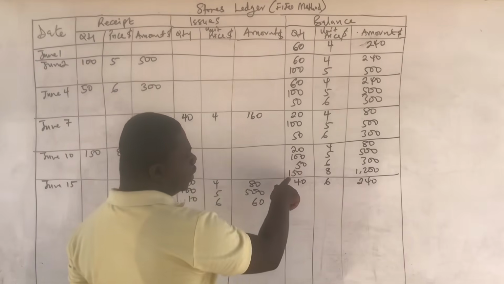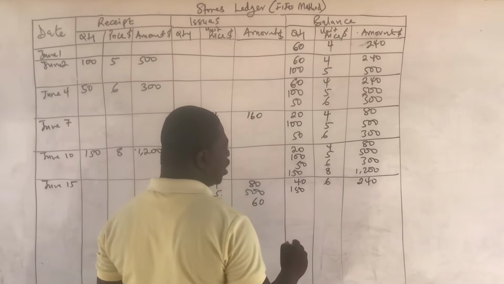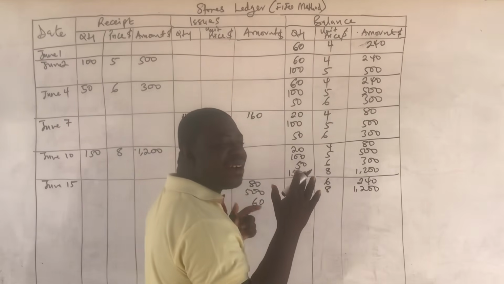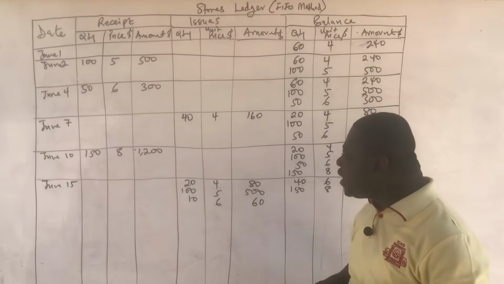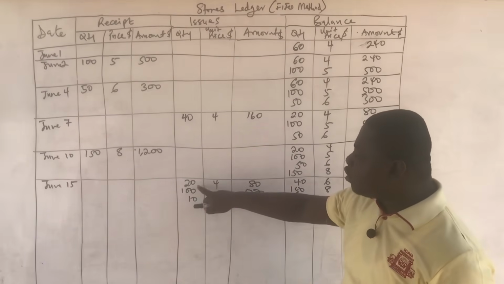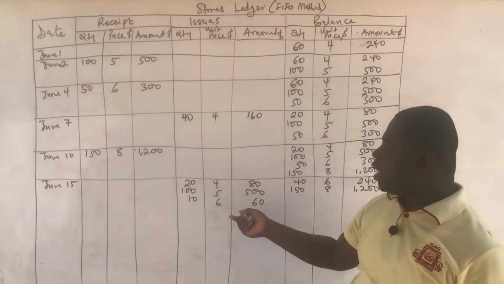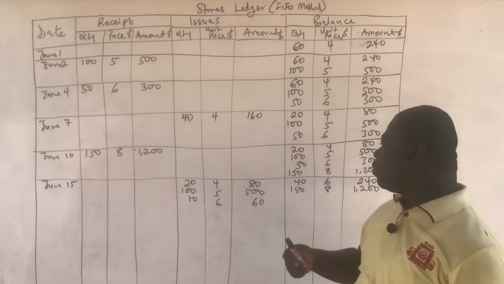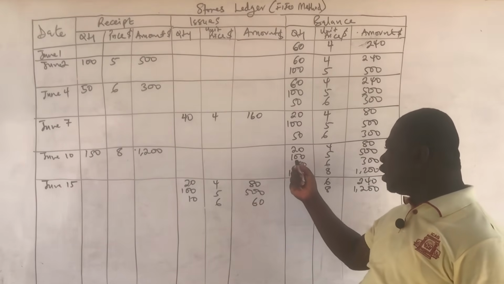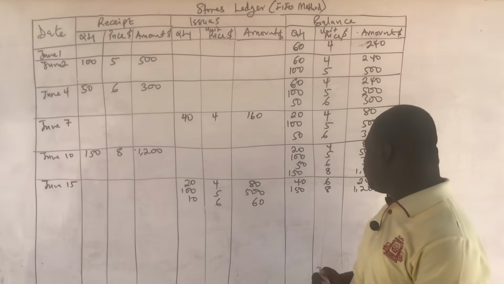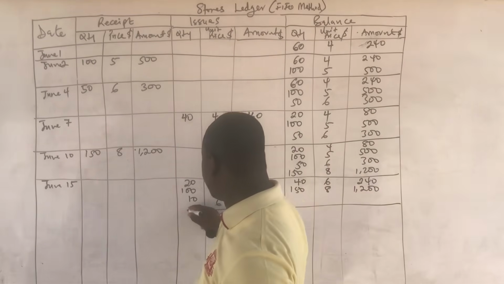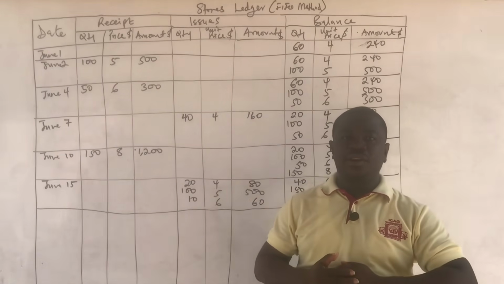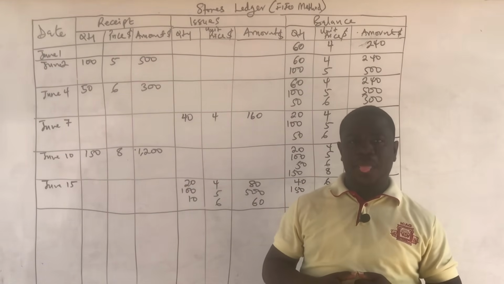240. And then the 150 was not touched. So 150 at 8 remains the same, 1,200. And then I am done with the issue. So you see how we did the issue. We first had to issue the 20 because it was the first. Then we moved to the next, the 100 also went out. Then the 10 that was left was taken from the 50. And that is why we have a balance of 40 for the third balance that was originally available. Then we can now underline this as well. So this is how to go by the first in, first out method of inventory valuation.